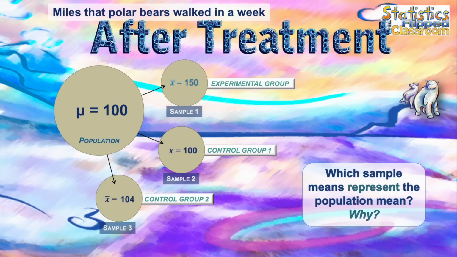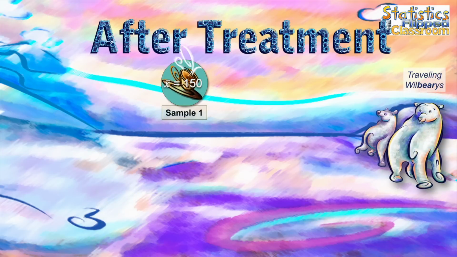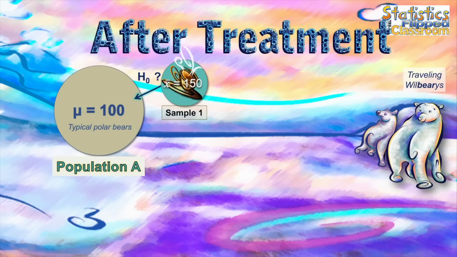But when I look at the experimental group, I find that their number of miles per week is 150. Well, now I have another task. I have to explain this difference. When I consider my sample with a mean of 150, I know it was drawn from a population with a mean of 100.